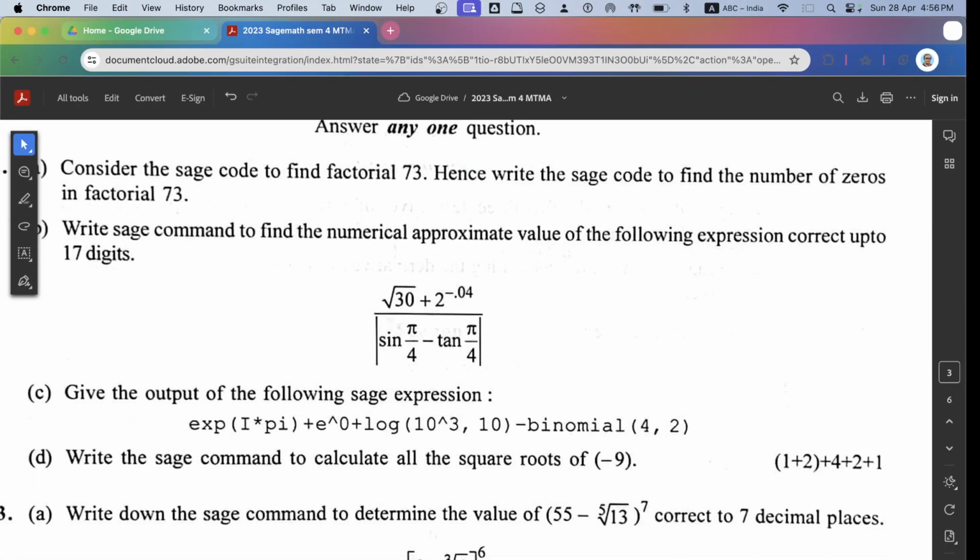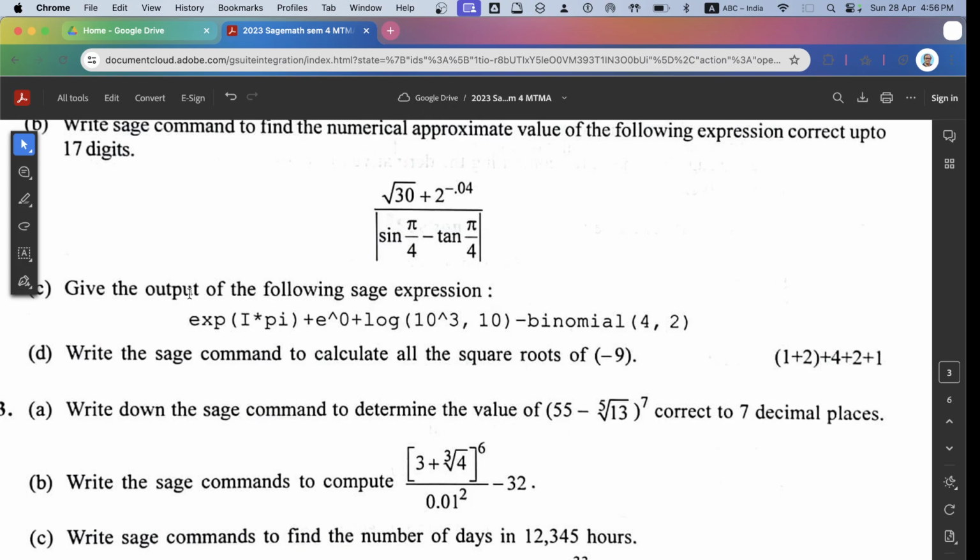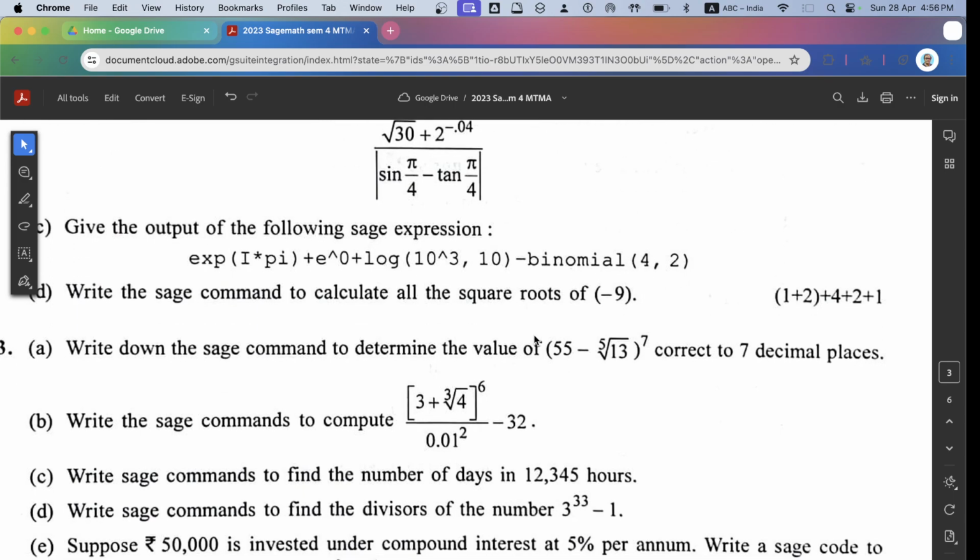Next question: give the output of the following Sage expression: exponential e to the power i times pi plus e to the power 0 plus log 10 to the power 3 to the base 10 minus binomial 4 comma 2, that is 4C2. This is the inbuilt function binomial 4C2.